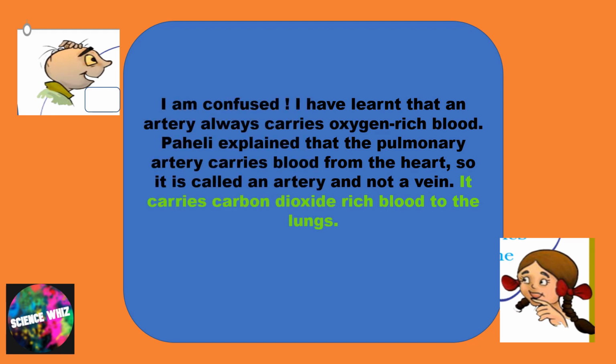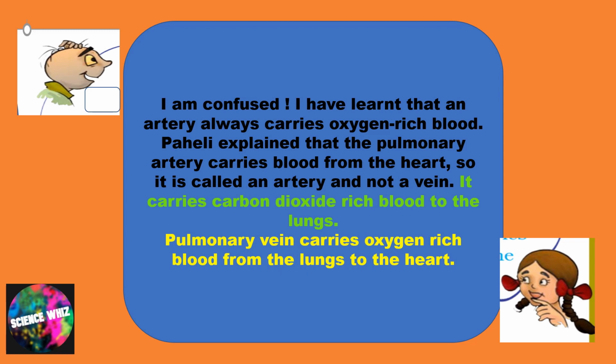Pooja is confused. I have learned that an artery always carries oxygen-rich blood. Baheli explained that the pulmonary artery carries blood from the heart, so it's called an artery and not a vein. It carries carbon dioxide-rich blood to the lungs. The pulmonary vein carries oxygen-rich blood from the lungs to the heart. It's already explained in part 1, in the schematic diagram of circulation in the chapter Transportation in Animals and Plants.